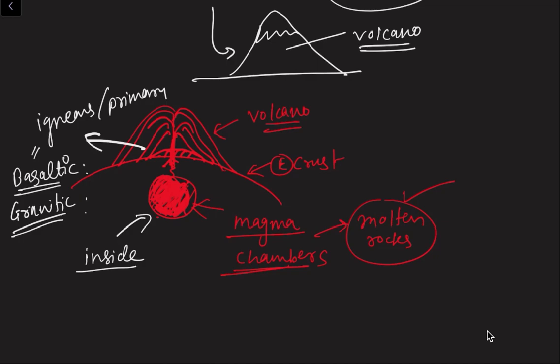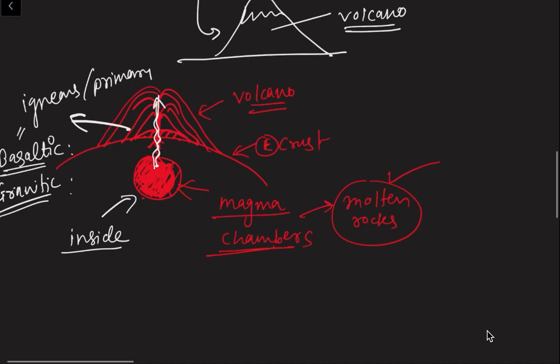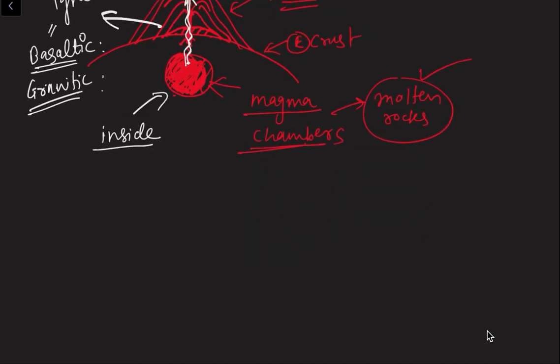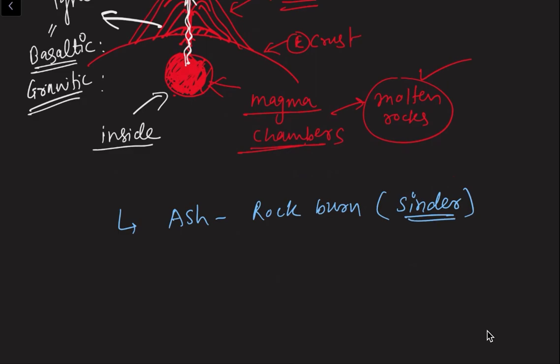Now, when this magma is coming out, along with the magma some other materials also come up. What is that other material? The other material is ash. How is this ash formed? This ash is formed because of rock burn. This is also called cinder. Cinder is nothing but the ash, formed because of the burning of the rocks inside. So this ash comes out.